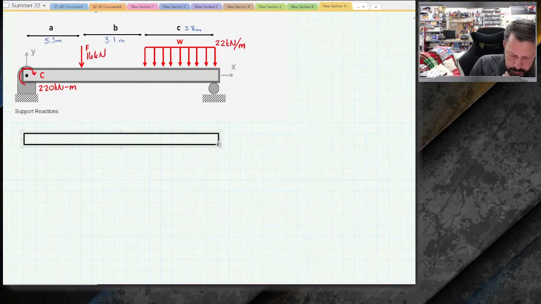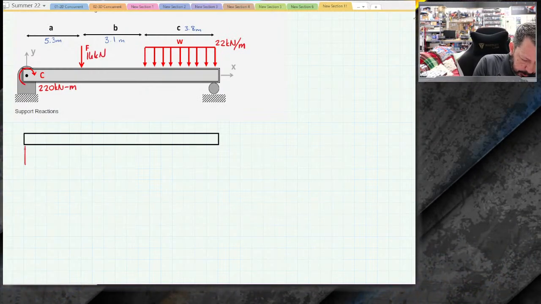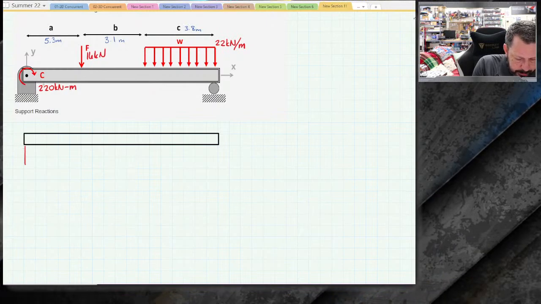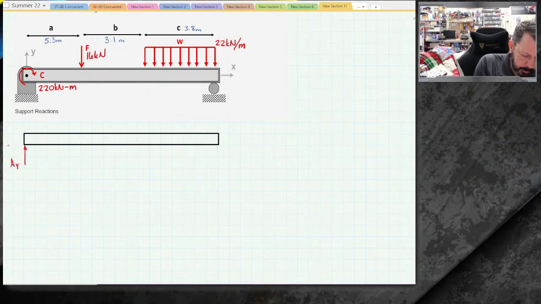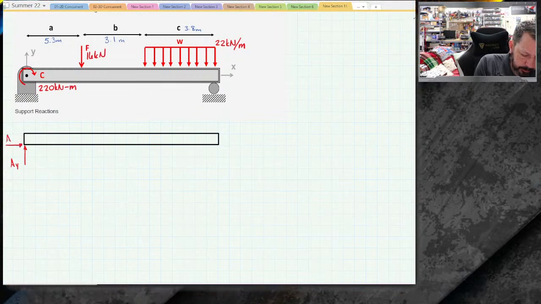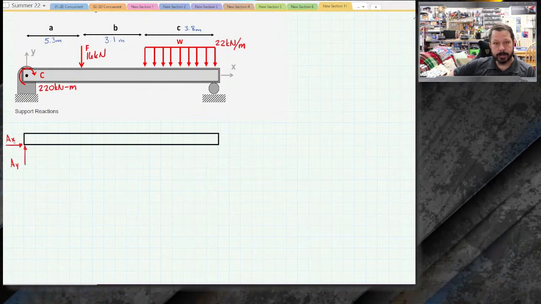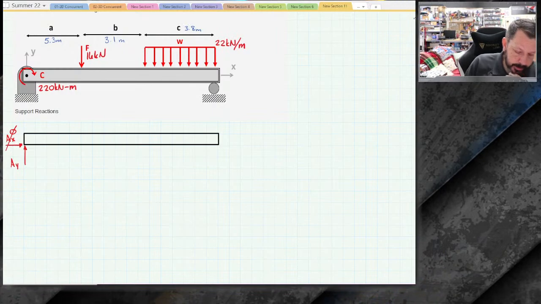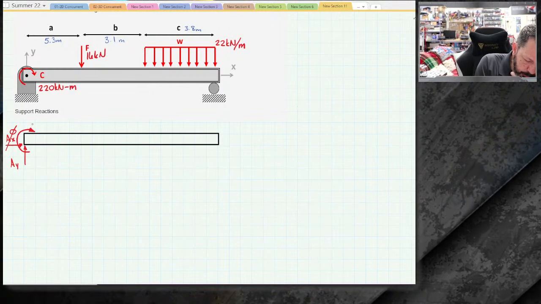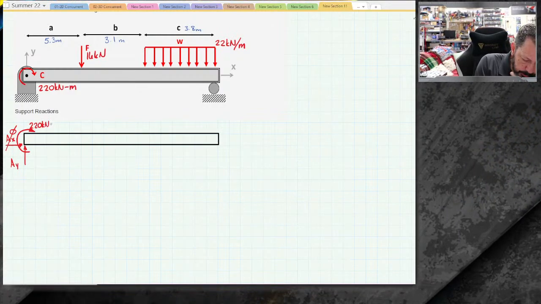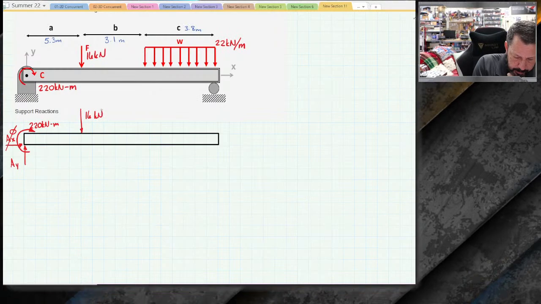There we go. And then at A we have a pin. Well, that's not C, that's C for concentrated moment. This will be point A, we'll say. So we'll have AY. Technically there will be an AX available, but looking at our forces, there are none that have X components, so AX is 0. We can just mark that out already. We've got our concentrated moment, 220,000 newton meters. We've got our point load, 16 kilonewtons.